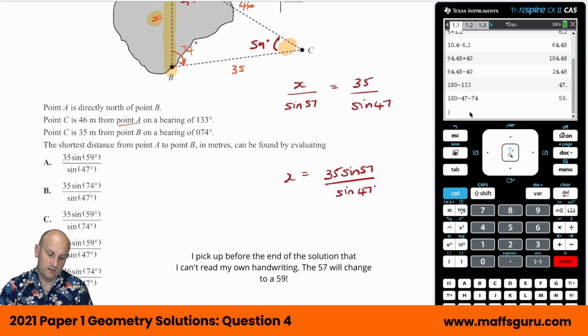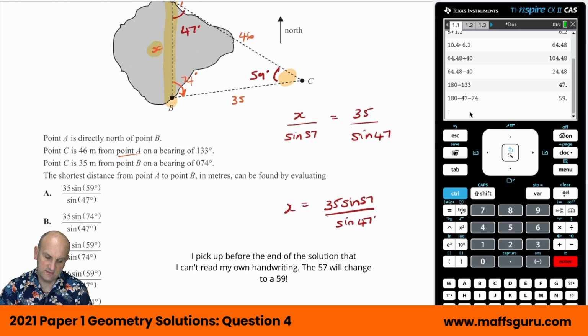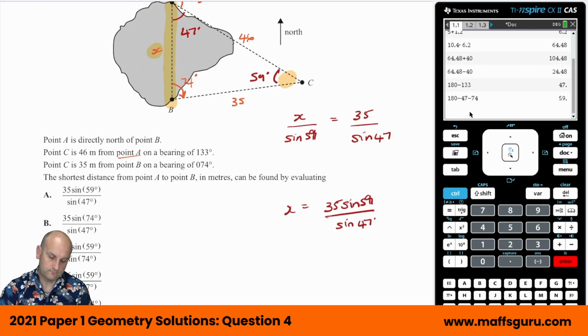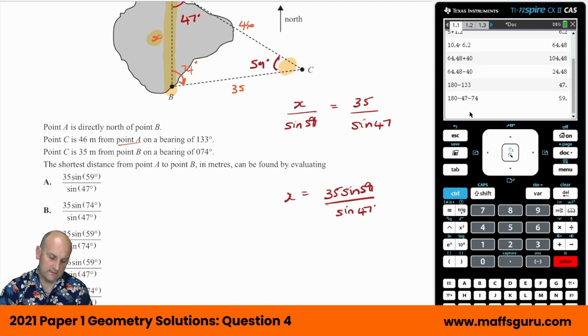So 35, well, anything with a 46 in is a no, so let's cut those down. Sine, did I say 57 or 59? I can't even read my own handwriting. 59? 59. So 35 sine 59, so it can't be that one. And then all I've got to do is divide it by sine of 47, which gives me A as my correct answer. And again, sorry about that, guys, I can't read my own handwriting.